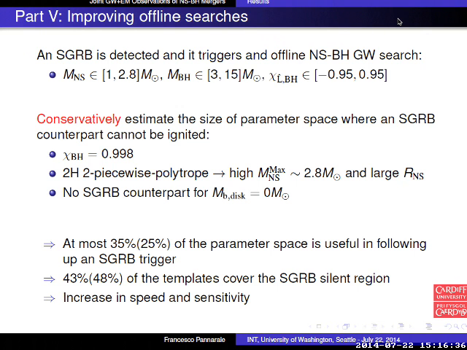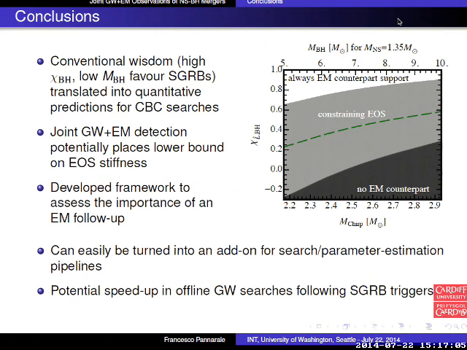And this means that we would increase the speed, of course, but it also means that we would increase the sensitivity of the search. Because anytime you look for systems that are not compatible with your source, you're in some sense polluting your search and increasing your false alarm rates. So cleaning up your template bank increases speed and sensitivity. So again, at the end of the day, we've seen how we can split the parameter space in three regions.